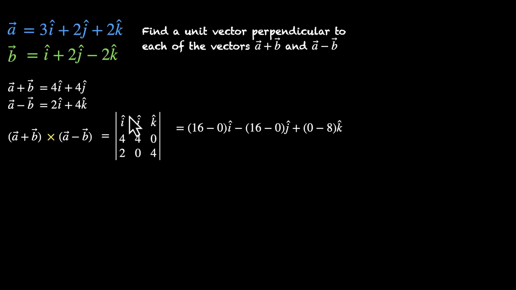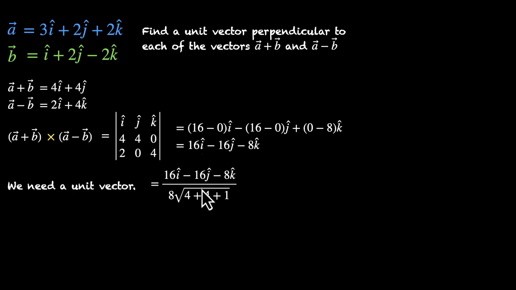We have i cap times 16 minus 0, minus j cap times 16 minus 0, plus k cap times 0 minus 8. So this becomes 16i cap minus 16j cap minus 8k cap. Now this is not a unit vector. We need a unit vector.